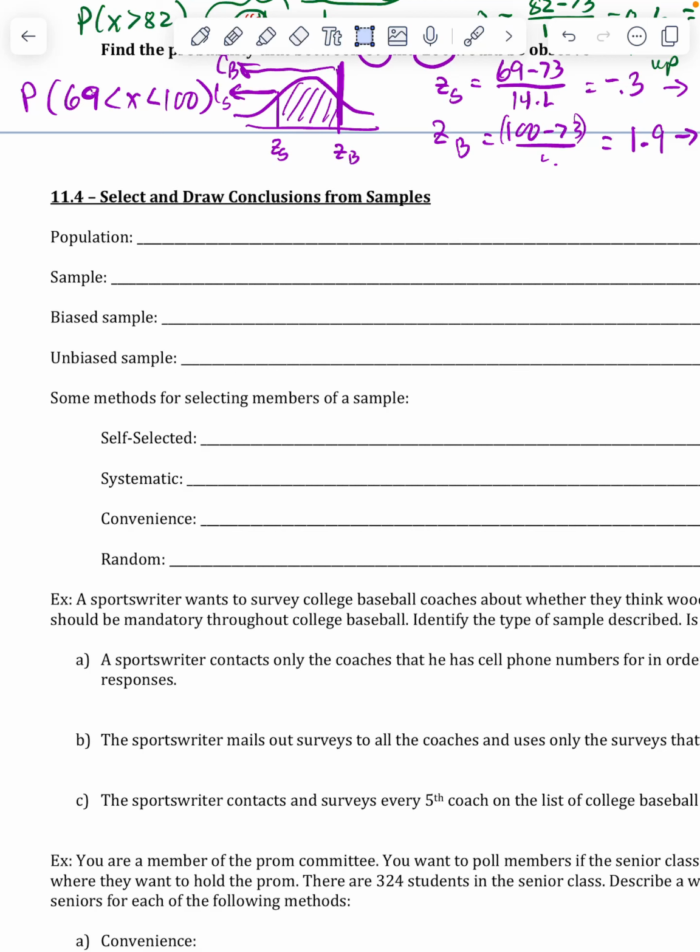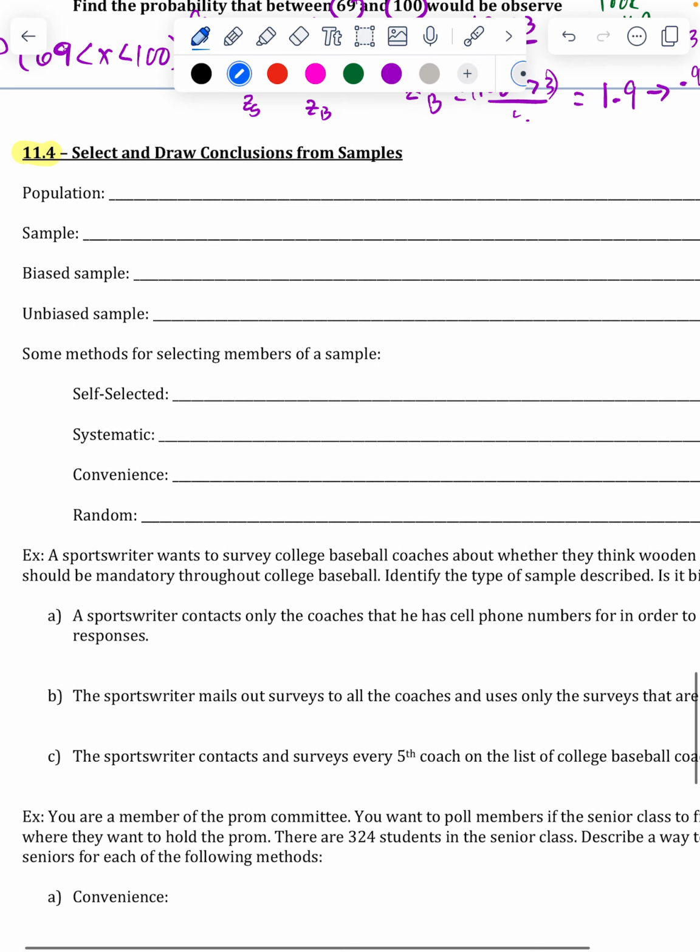Alrighty, friends, we are going to wrap up what we're doing in chapter 11 by talking about how to collect data and ways that you can do that more effectively. We've been doing data analysis with mean, median, mode, all that kind of stuff, but this is how you actually collect the data.